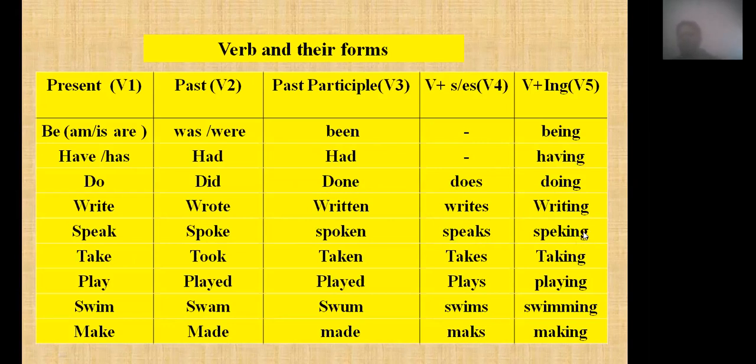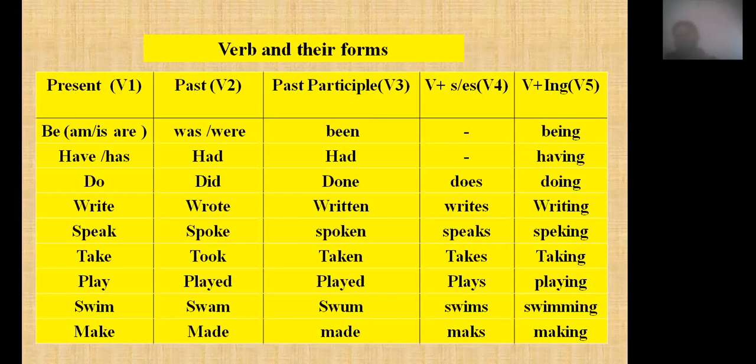Actually, these are the forms of verbs. How many forms have we found here? We have found 5 forms: V1, V2, V3, V4, and V5. These 5 forms are called the right form of verbs.